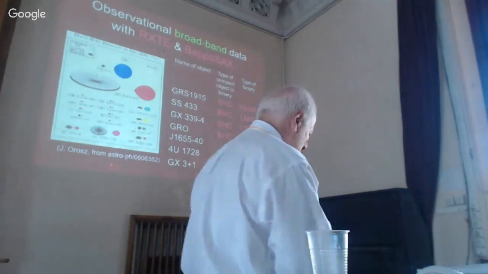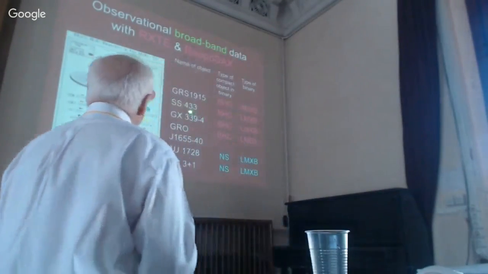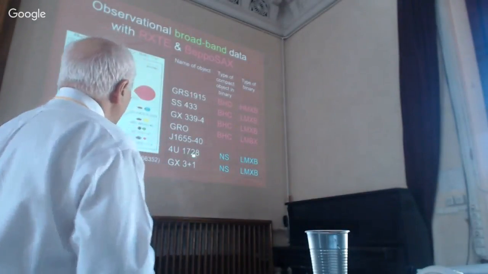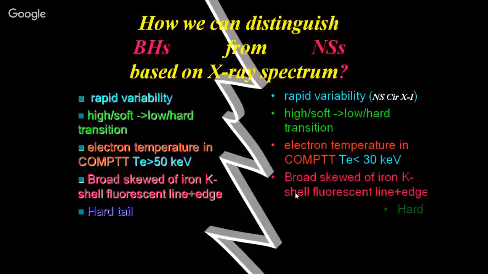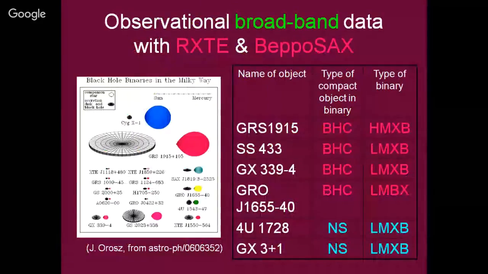Okay, what do we see? This is a short, small table, black hole versus neutron star. This neutron star is identified by coherent pulsation. It definitely shows X-ray bursts for this particular object. And this is a black hole because we can estimate the mass for this source. So now this is observational broadband data. It's an example.